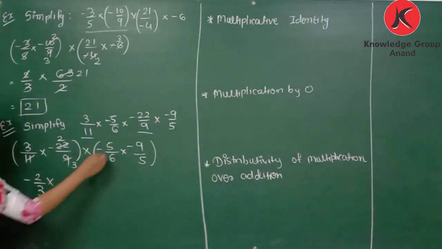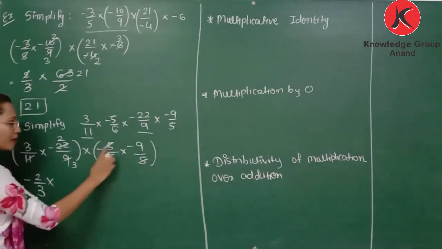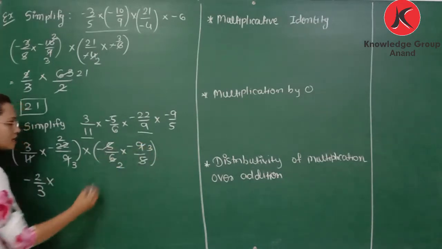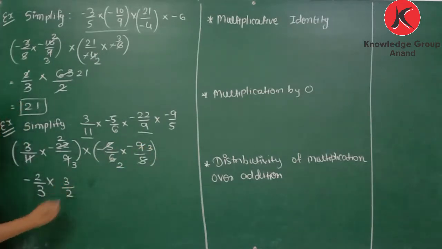Now for next, 5 will be cancelled out, minus minus plus, and 3 2s are 6, 3 3s are 9. So it is 3 by 9. Now here 2 2 cancel, 3 3 cancel. So answer is minus 1 because one negative sign is here. So answer is minus 1.